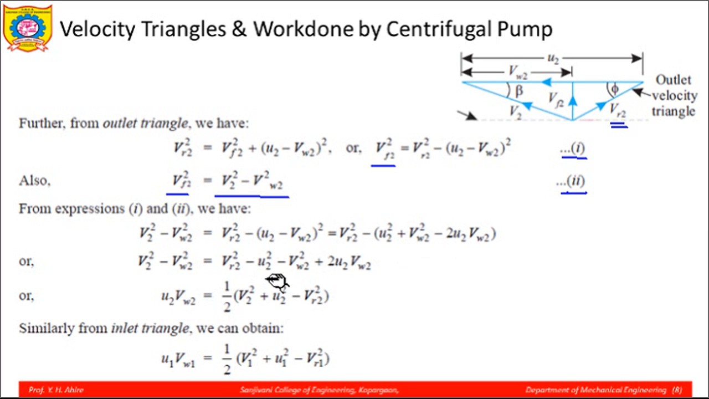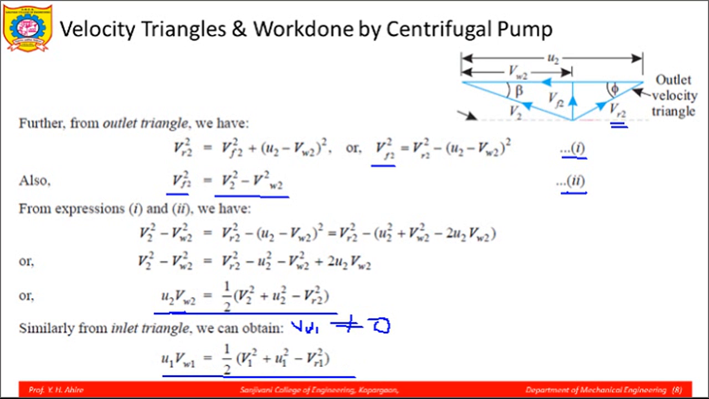Multiplying inside the bracket with the minus sign and simplifying, you get U2 VW2 equal to 1 by 2 (V2 square plus U2 square minus VR2 square). Okay, this is the term. Similarly, from the IVT, if VW1 is not equal to 0, you can get the formula U1 VW1 equal to 1 by 2 (V1 square plus U1 square minus VR1 square), right?